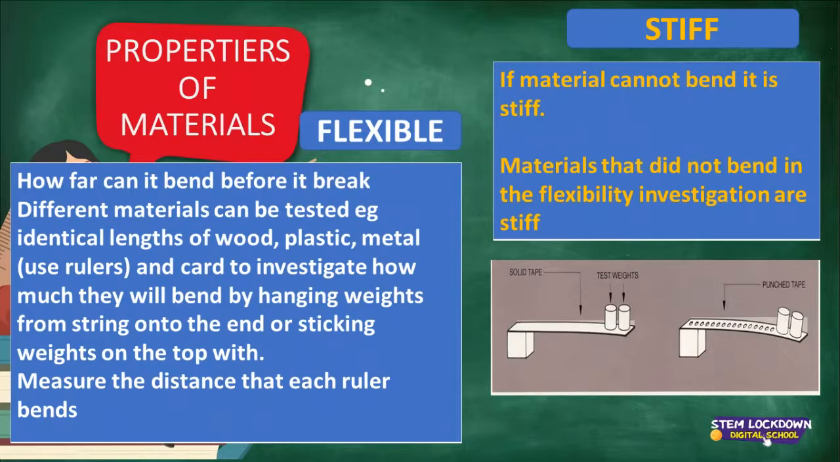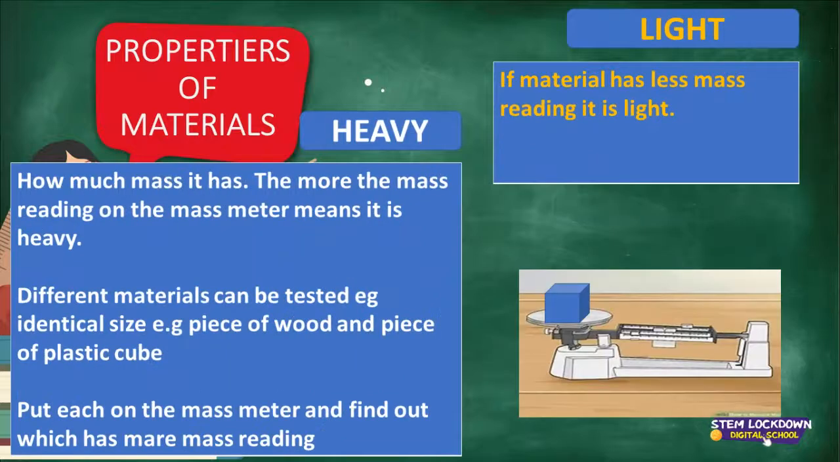So this is the second type of property, flexible and stiff. Now I come to the next one, heavy and light. Other materials are heavy. Heaviness means how much mass it has. This is very simple. You just need a mass meter, something that can measure the mass of objects. Then you can see here that the more the mass reading on the mass meter means heavy.